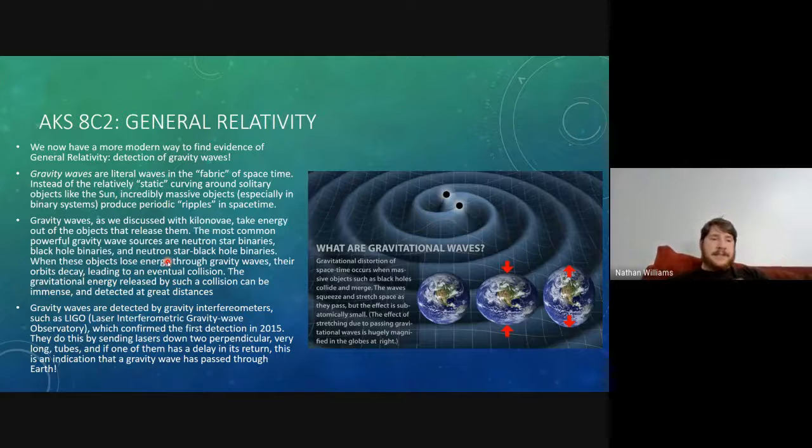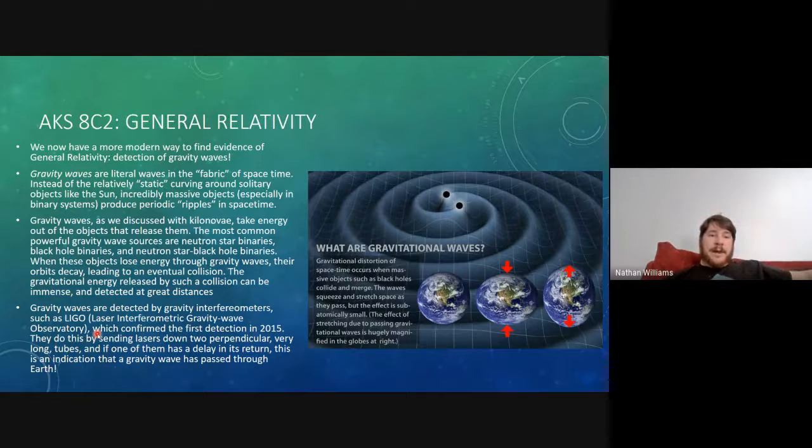And in fact, that's this next topic here. It says gravity waves are detected by what we call gravity interferometers, such as LIGO, which stands for the Laser Interferometer Gravitational-Wave Observatory, that's a fun word. It was built and put into operation back in 2003, but it wasn't able to detect any confirmed gravitational waves until five years ago, in 2015.